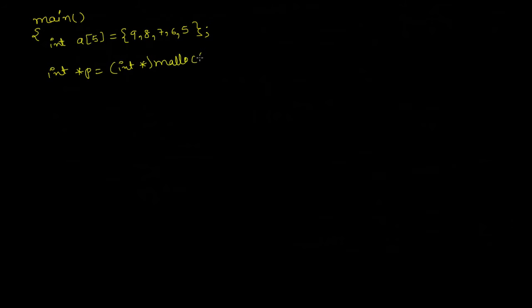malloc(sizeof(int)). If you want to take the size of float, then you just have to write float here. If you want to take the size of a character, then you just have to write char here. So this is the sizeof function. If you give a data type or a data variable to the sizeof function, then it only tells you the size of that data type or data variable. Then you multiply by 5.